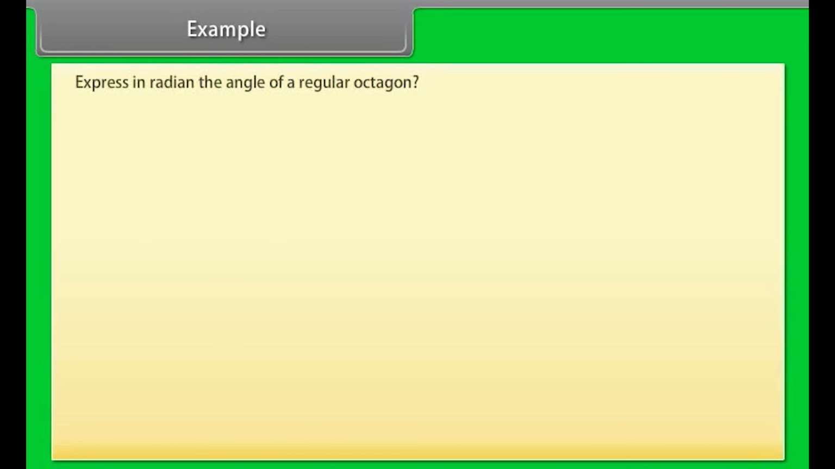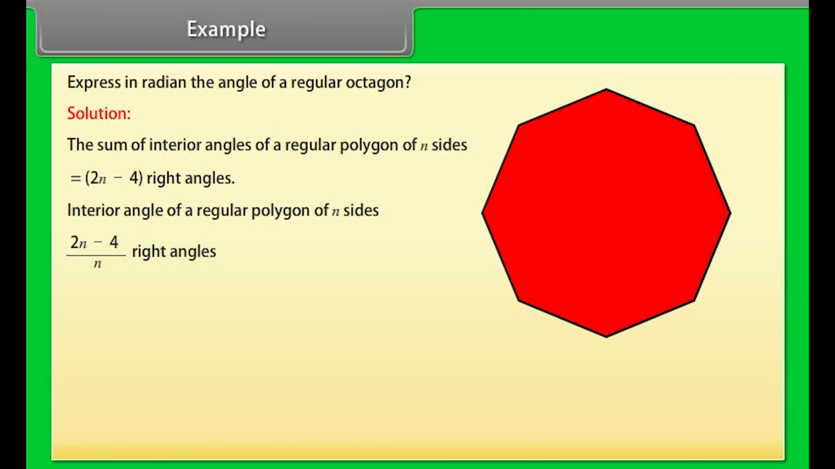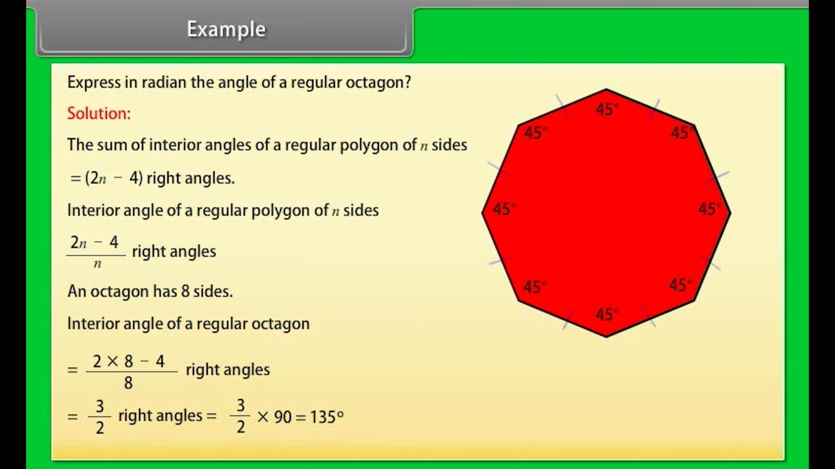Example. Express in radian the angle of a regular octagon. Solution. The sum of interior angles of a regular polygon of n sides is equal to 2n minus 4 right angles. Interior angle of a regular polygon of n sides is (2n minus 4) by n right angles. An octagon has 8 sides. Interior angle of a regular octagon is equal to (2 into 8 minus 4) whole upon 8 right angles, 3/2 right angles, which is equal to 3/2 into 90, equal to 135 degree.